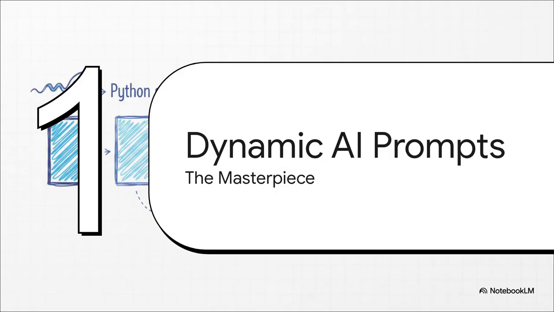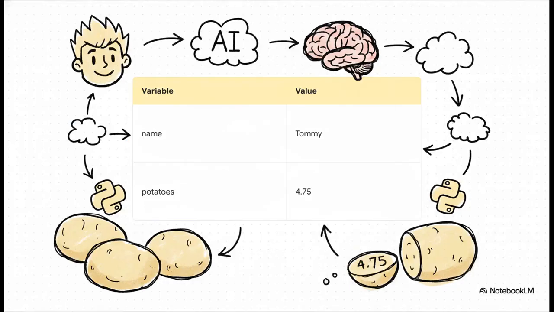Finally, Section 4, Building Dynamic AI Prompts. Time to assemble the masterpiece. To test this whole system out, the source material gives us this delightfully quirky little dataset. Let's imagine we have a friend, and we've stored his name in a variable simply called name with the value Tommy. Now, for whatever reason, Tommy possesses a fractional number of root vegetables. So we have a second variable called potatoes with a value of 4.75. This is our raw, unformatted data just sitting there in our Python script.